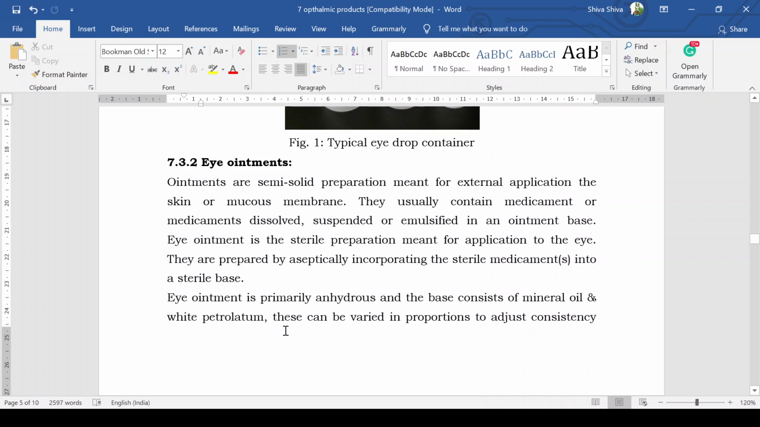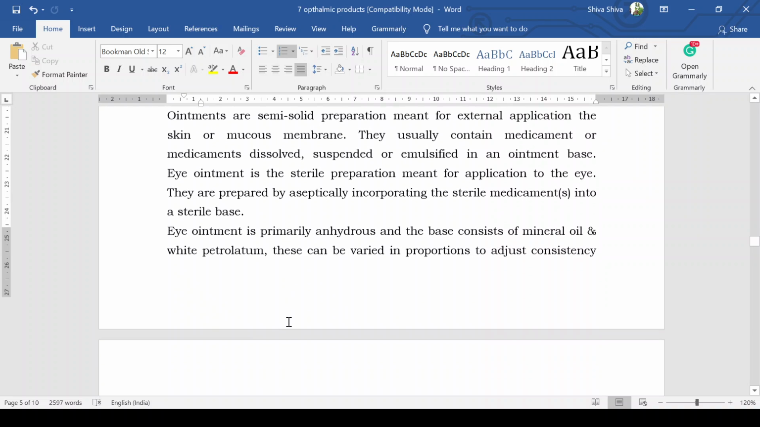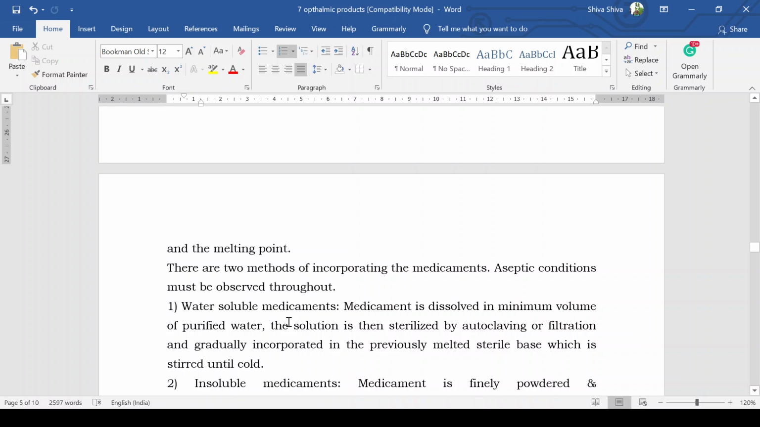This can be varied in proportions to adjust consistency and melting point. There are two methods for incorporating the medicaments. Aseptic conditions must be observed throughout. So while preparing any kind of ophthalmic product, aseptic condition should be maintained.